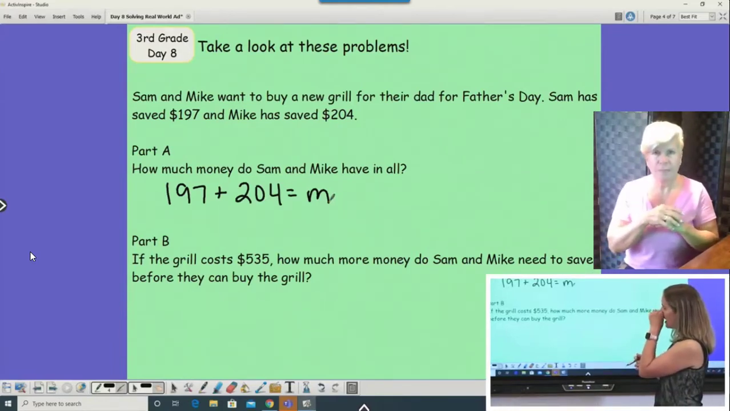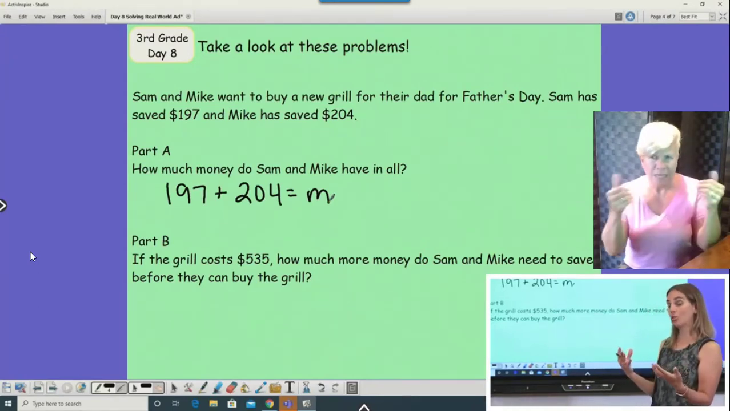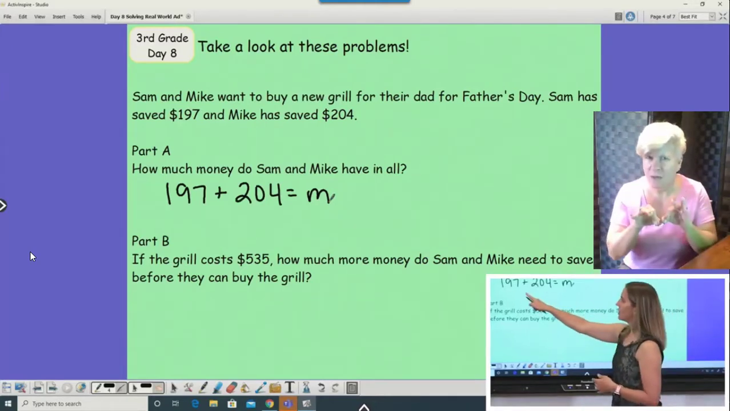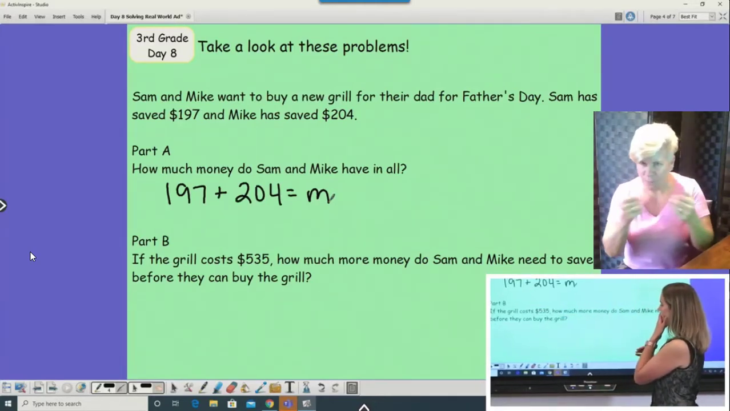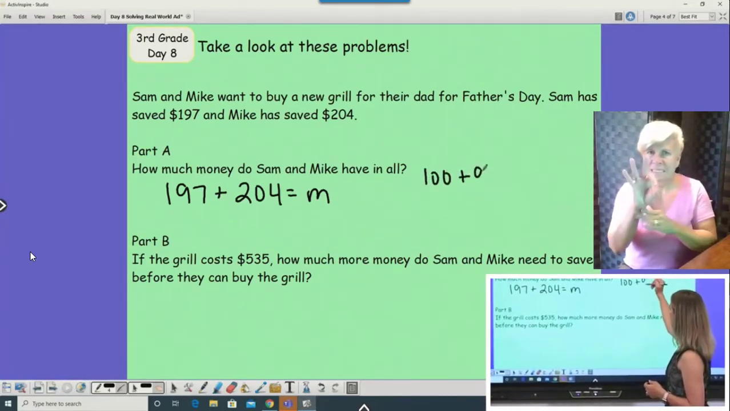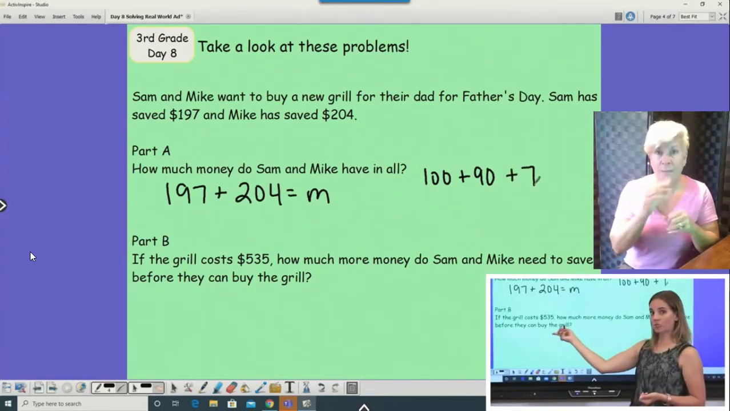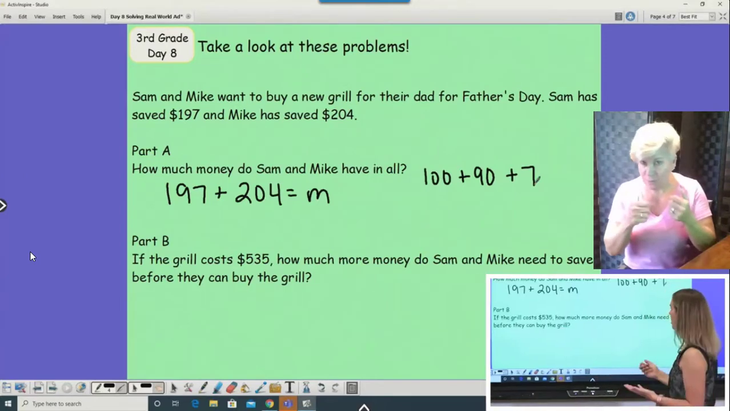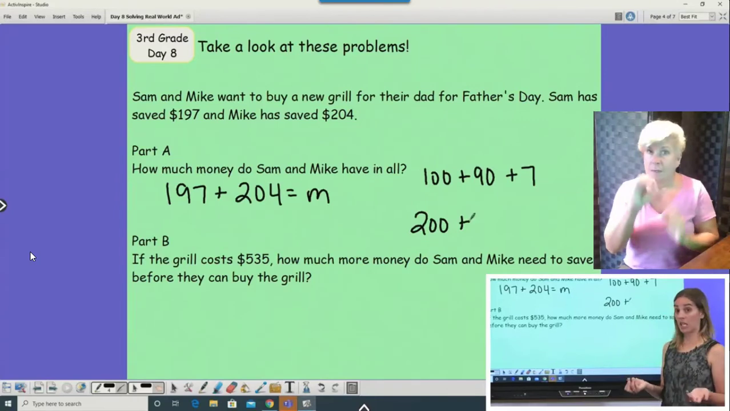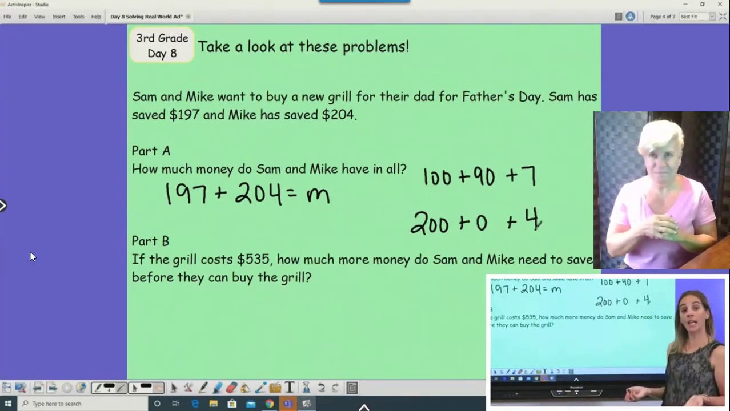Okay? So let's see. I'm going to take those numbers and split them into place values. So I'm going to take 197 and break it apart. I'm going to do 100 plus 90 plus 7. Now I'm going to take 204 and break it apart as well. So 200, I don't see any 10s, plus 4. Well, now I can add my place values.